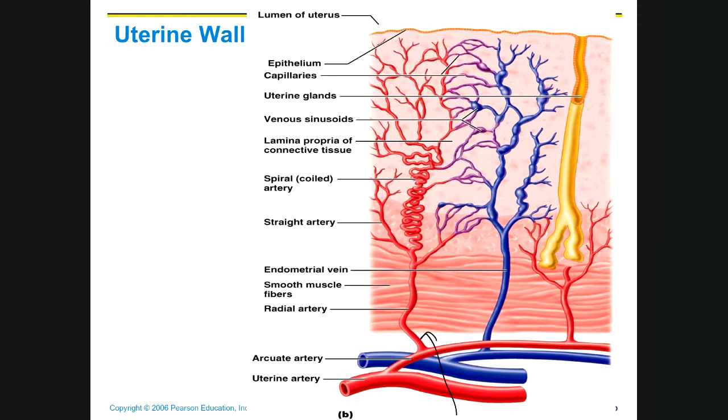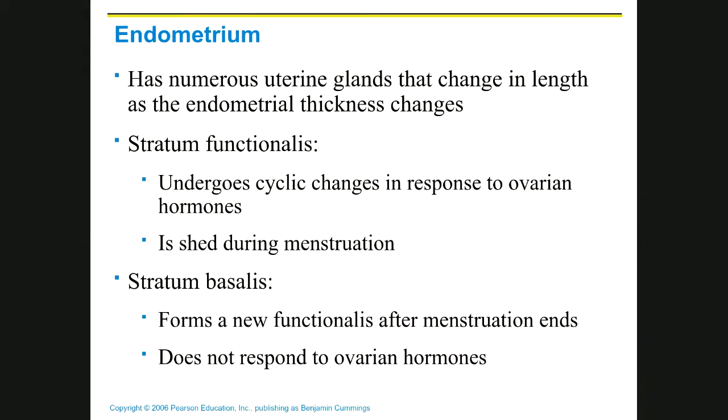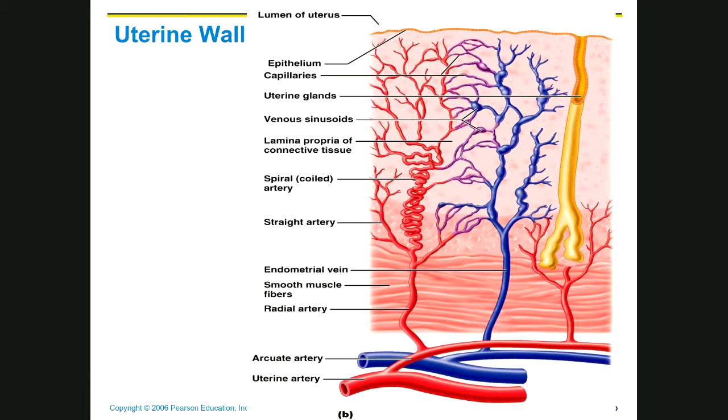And then here's the myometrium right here. That's the muscle. And then here is the endometrium. Well, if you look at the endometrium, it has two layers of its own. So if we go back and look, you can even see it in this picture. This looks different than this.